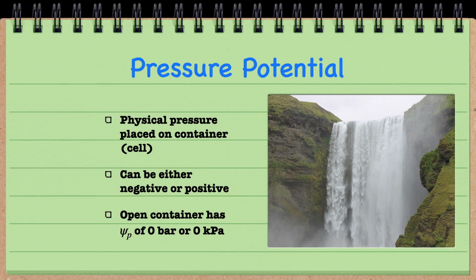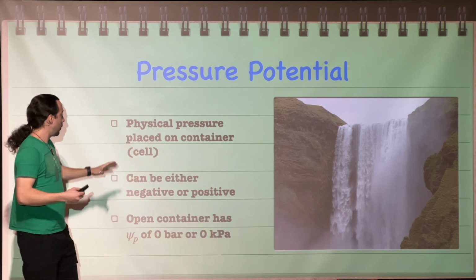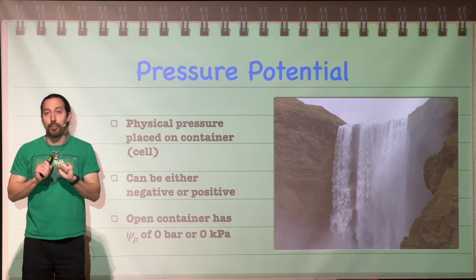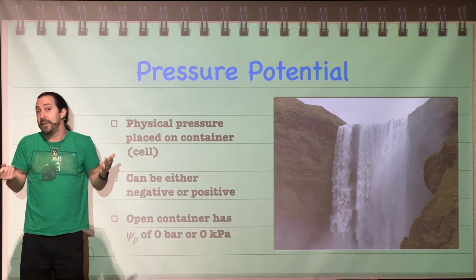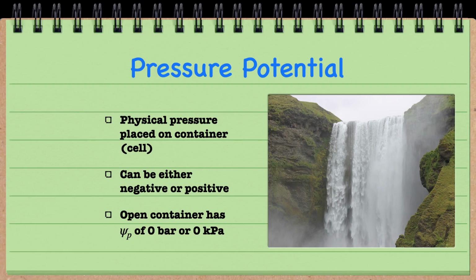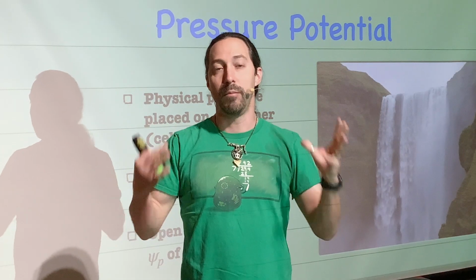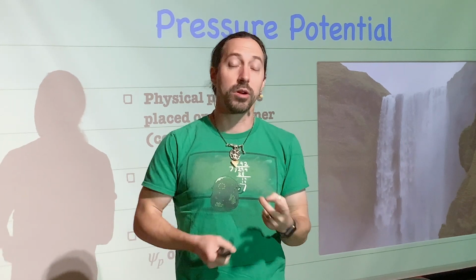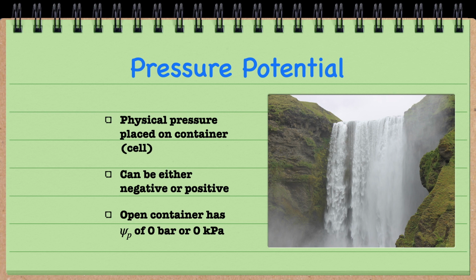The pressure potential, on the other hand, is the actual physical pressure that is being exerted upon our container, which could be our cell. So when we think about this, it can either be negative or positive. You can have positive pressure pushing outward or pushing inward, and you can have negative pressure where there is more of a vacuum or a suction. An open container always is attributed to having a value of 0 pressure. So our 0 pressure potential would be in either 0 bars or 0 kilopascals. And that is a way that we can think about our pressure potential.